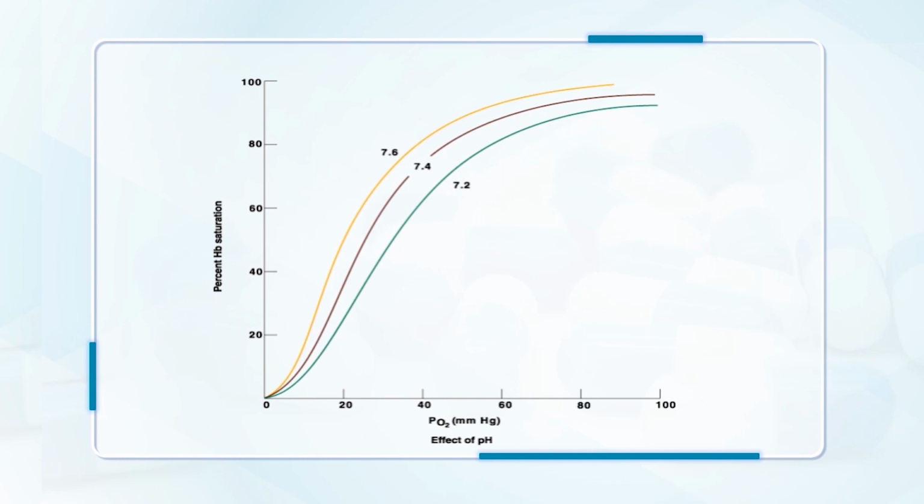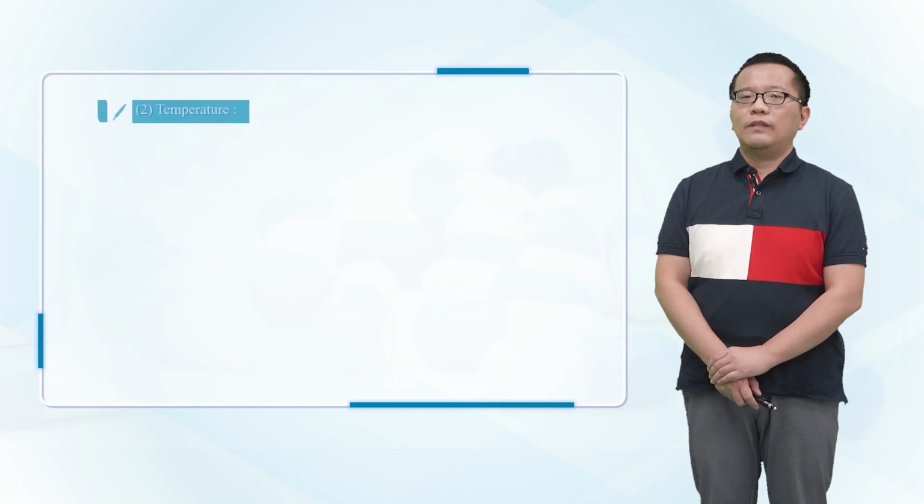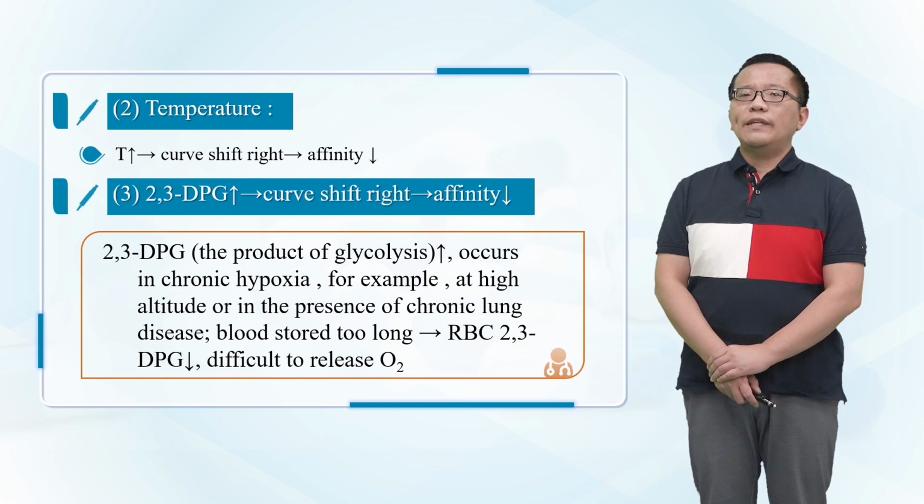When pH value is decreased, the curve shifts right. When pH value is increased, the curve shifts left. When the temperature increases, the curve shifts right, and the affinity of hemoglobin for oxygen decreases. If there is more 2,3-DPG, the curve shifts right. The affinity of hemoglobin for oxygen decreases.